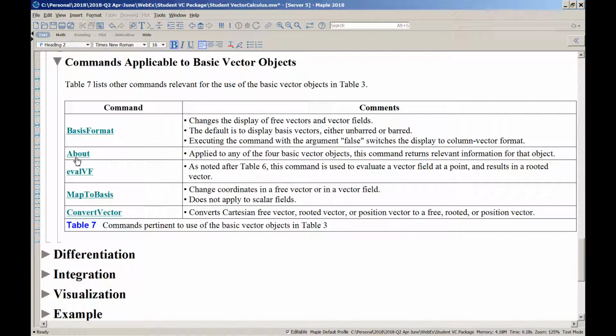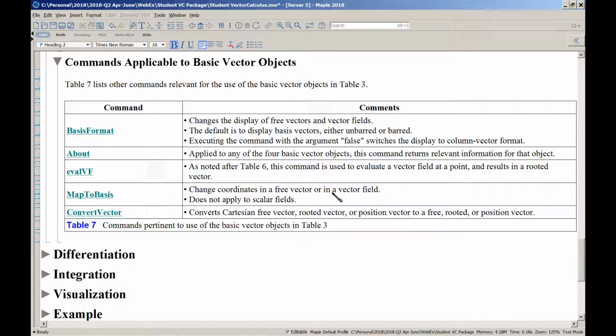There is an About command spelled with a capital A that will tell you what kind of object it is and what are its properties. That's useful to know. We've mentioned the EvalVF command. The MapToBasis command that we have seen already changes coordinates. It will work on a free vector, which is really a point, so it will change the coordinates for a point.